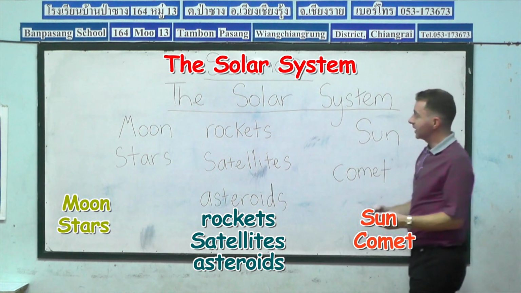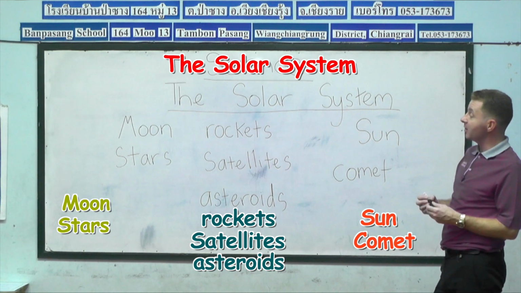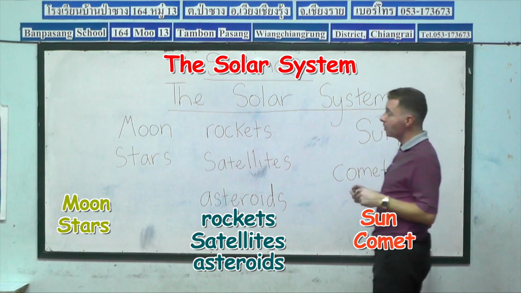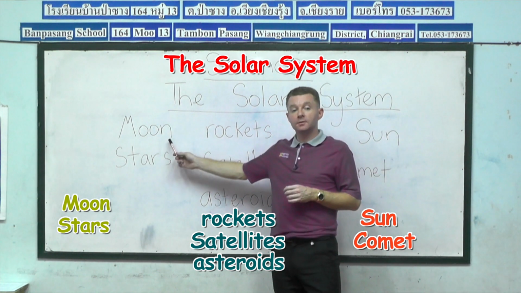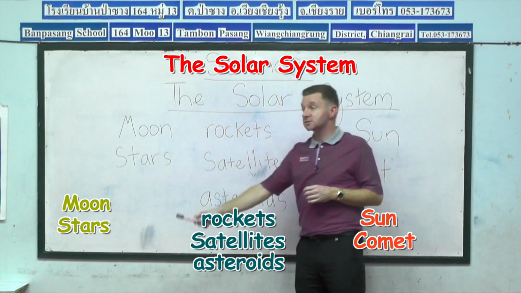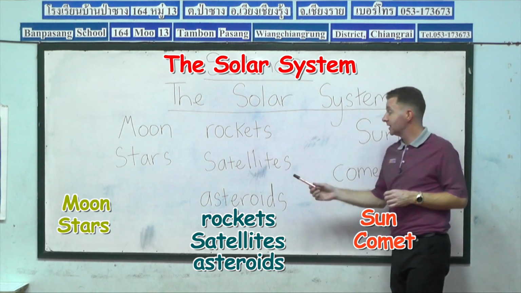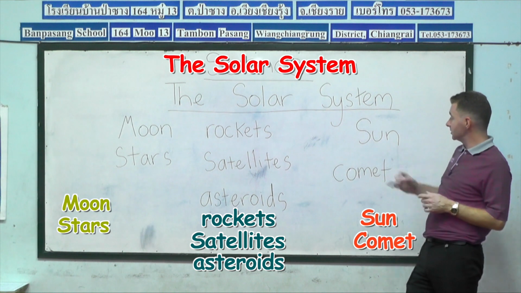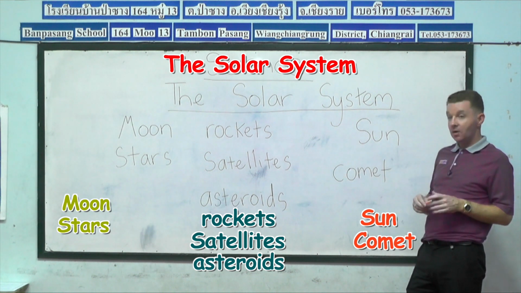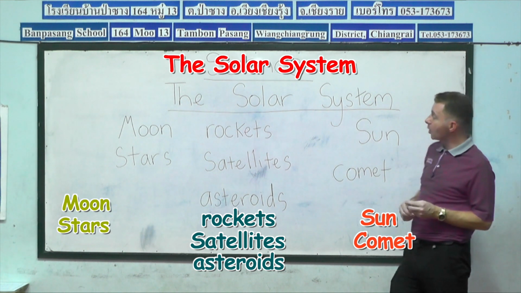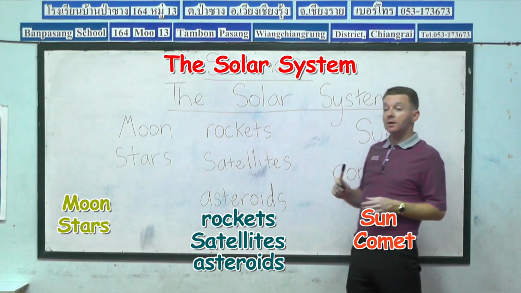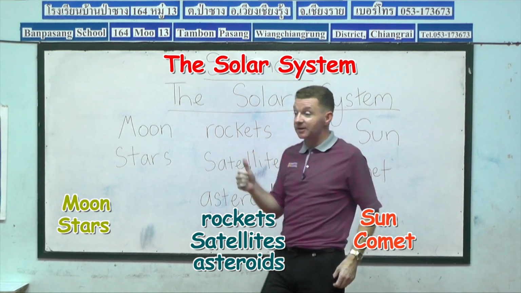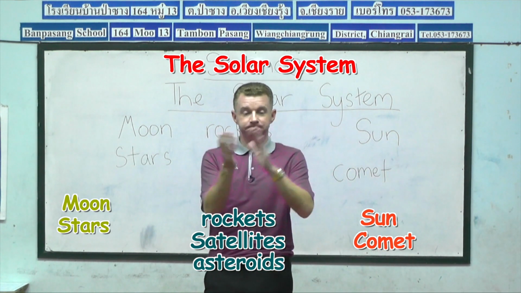A-S-T-E-R-O-I-D-S. So there we go, guys, with some vocabulary of objects that we might find in the solar system. So one more time together: moon, stars, rockets, satellites, asteroids, sun, comets. All of these objects together go to make our solar system. And that was excellent, guys. Very well remembered. Some good keywords.